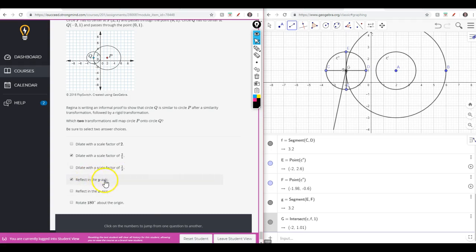You might be asking, why did you select reflect in the y-axis? I just knew that the dilate with a scale factor of 2 was off the table, so I was going to try and eliminate the pair. I'd try this one with this, and if that didn't work, then I'd try the dilate with a scale factor of 2/5 and the reflection in the x-axis, and a scale factor of 2/5 and then a rotation, just to see if all of those possibilities would work out. If not, then I would move on to dilate with a scale factor of 1/2 with the reflection with each of these, just process of elimination.